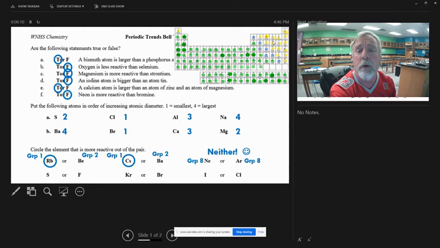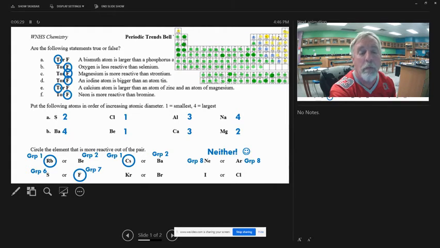Sulfur and fluorine. Here's our sulfur. Fluorine's above it to the right. Well, we know that our halogens are group 7. That's the most reactive of our nonmetals. We also know that as you go up, the nonmetals are more reactive. So we have a group 6 versus a group 7 here. We know group 7 is the more reactive, and higher up, you're more reactive. So this one's going to be fluorine.